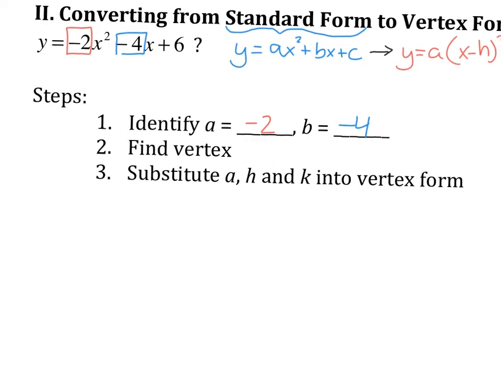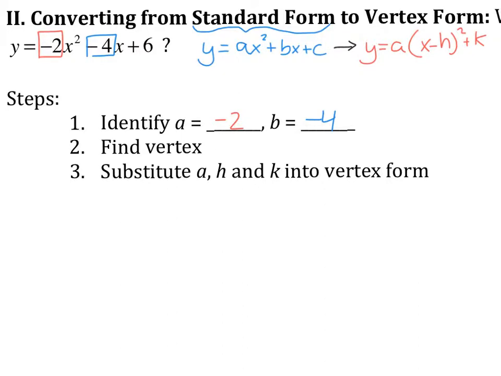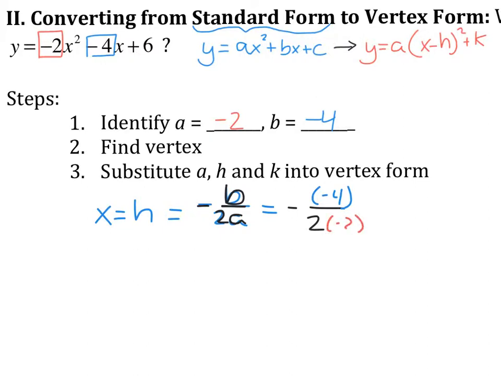Now, what we're going to do is find the vertex by first finding the x value of the vertex. Now remember, it's also called h, so I'm going to say x equals h in this case. And I'm going to use -b over 2a. All right, so let me substitute in. My b is -4, and my a is -2. And what does this simplify to? The double negative is positive, but I still have another negative down in the denominator. So I end up with -1.